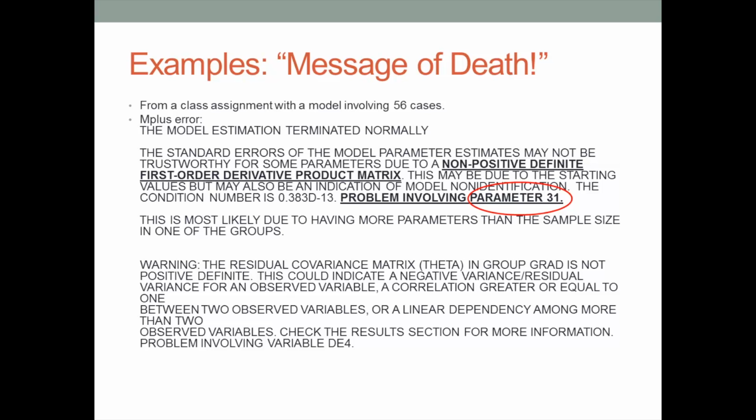Another warning: residual covariance matrix theta in group grad is not positive definite. This could indicate a negative residual variance or an observed variable correlation greater than or equal to 1. Anyway, it could be a problem with variable DE4. Again, look at your model first, and then once you've exhausted everything else, look at your syntax, make sure you're not missing a semicolon. Then you might go and look at parameter DE4 or that variable and see what's going on with it.